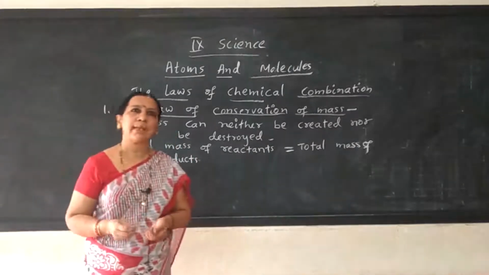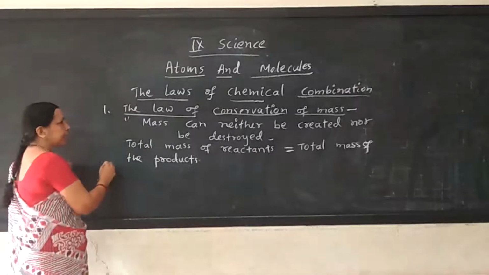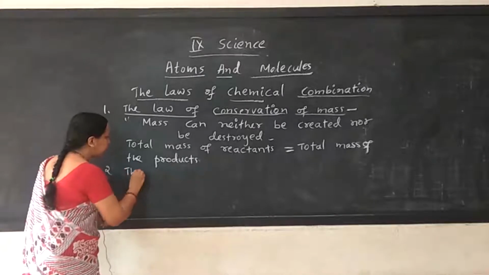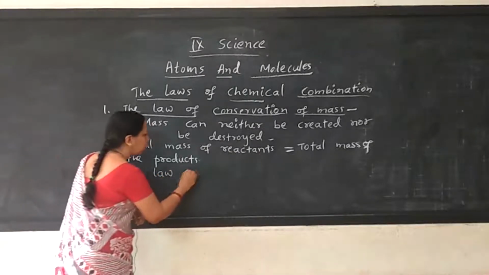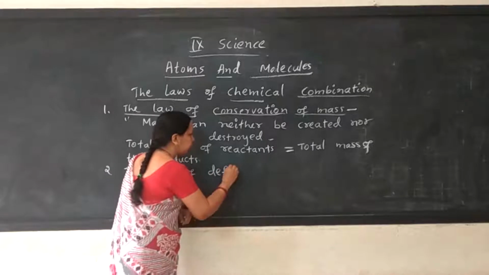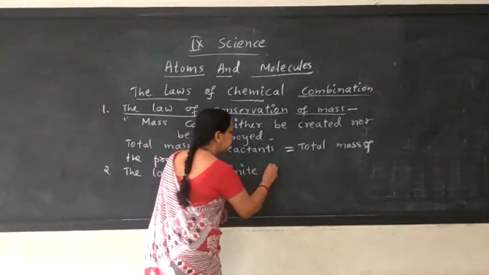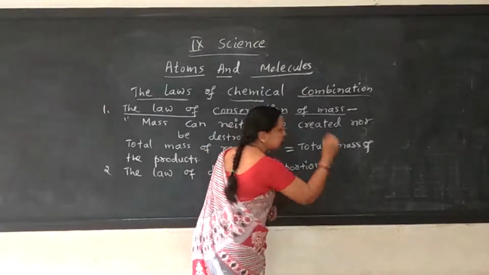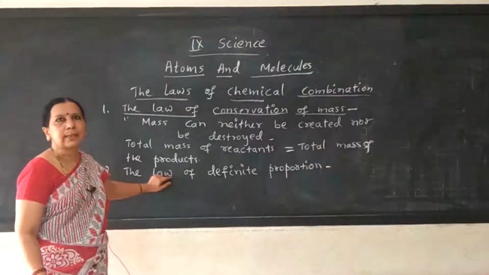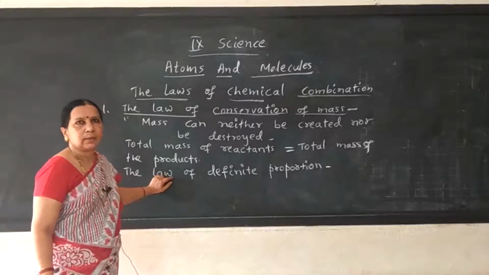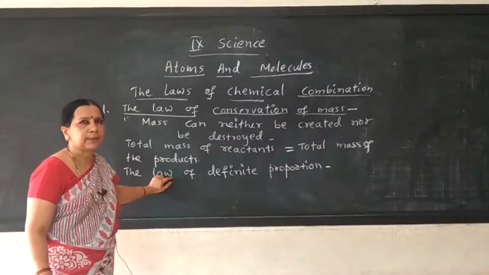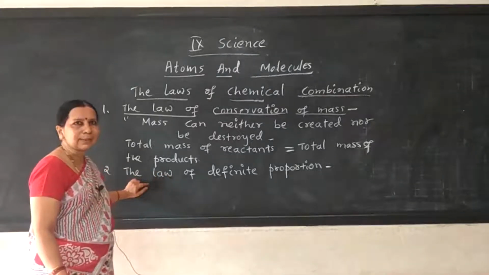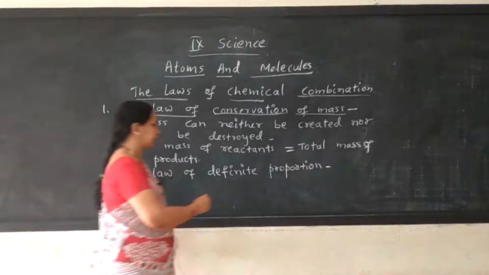Now, what about the second law of chemical combination? It is nothing but the law of definite proportions. What does it state? As the law says, in a chemical substance, the elements are always present in definite proportions by mass. That is the law of definite proportions.